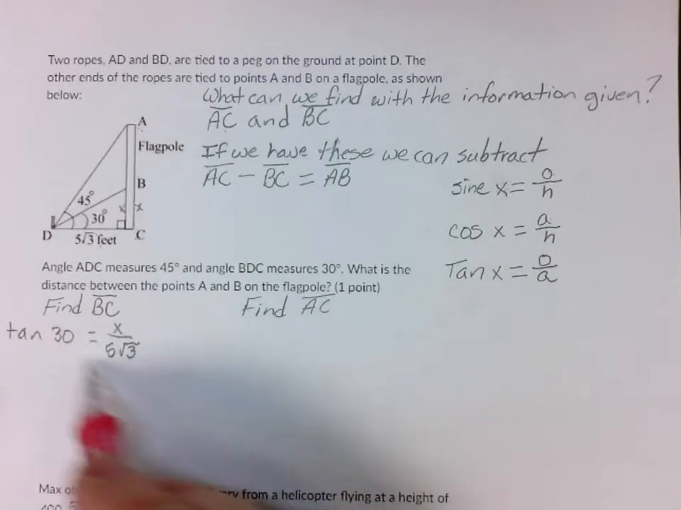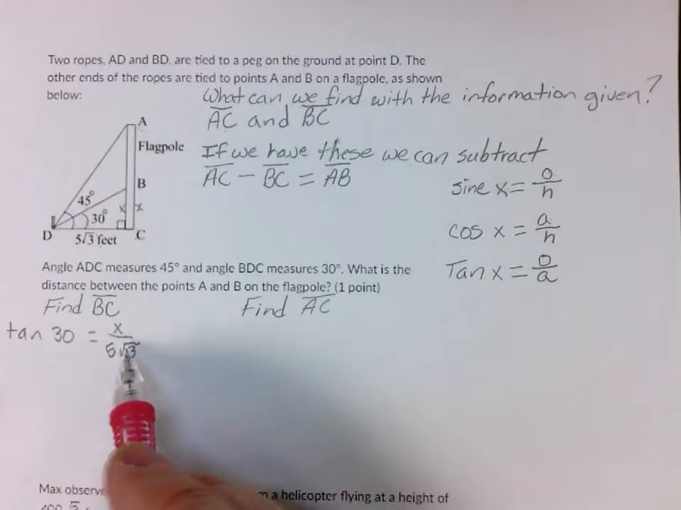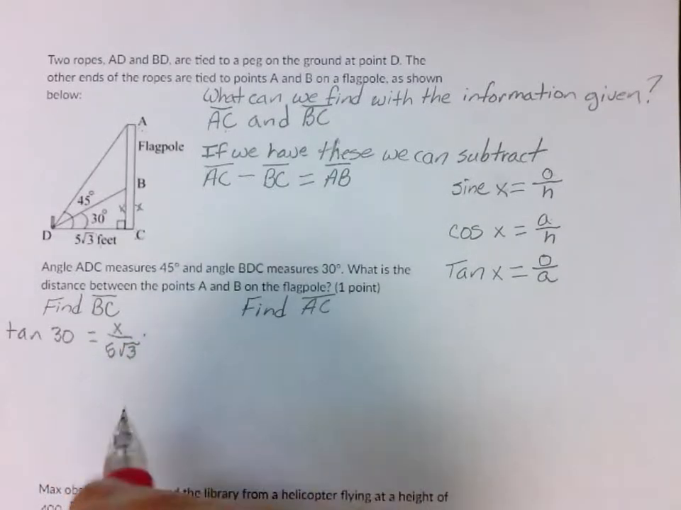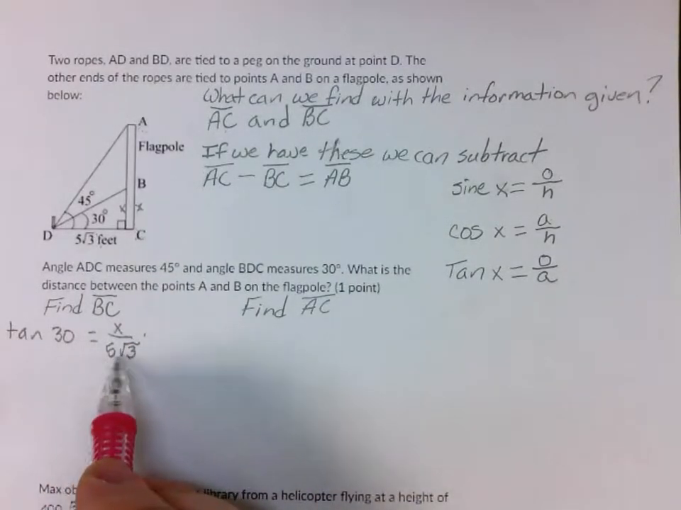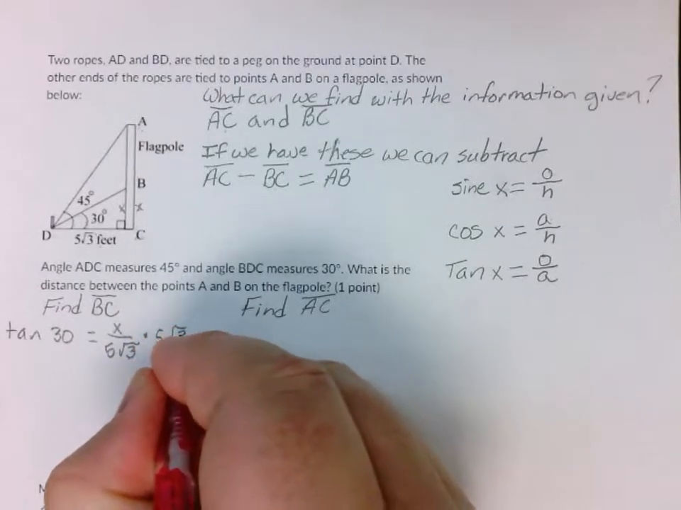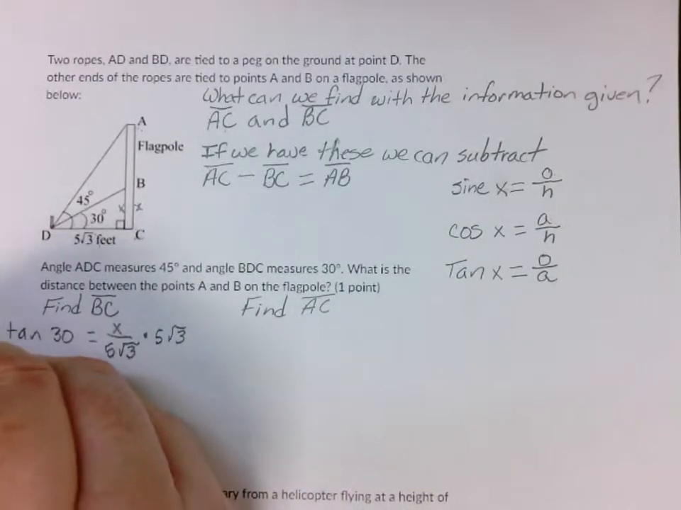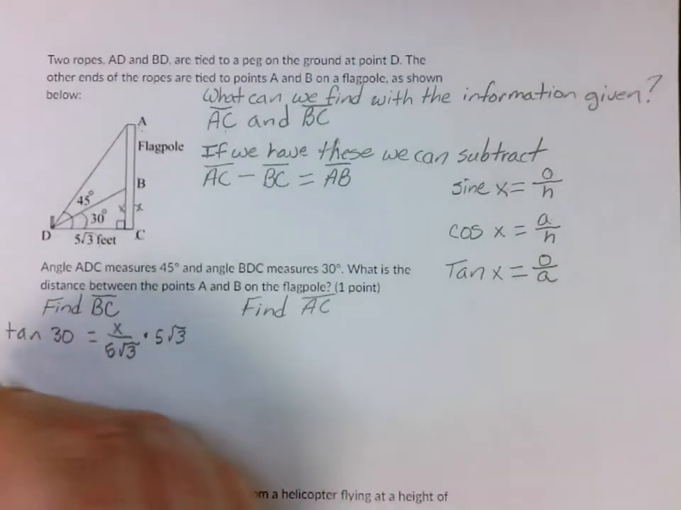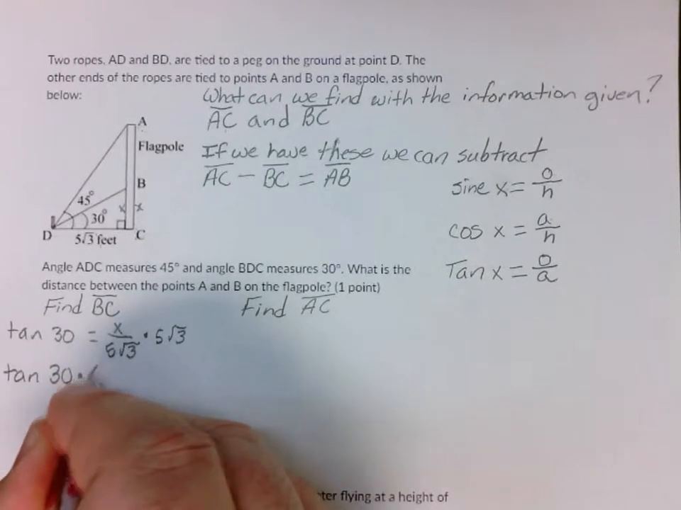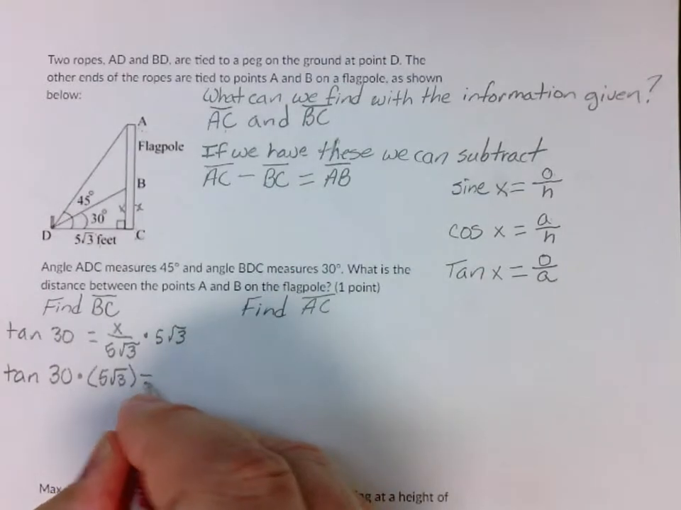Okay, so now we're here. I've got to get X by itself. So what I always say is you go to the side of the X, and then you do the opposite of what it says. It says X divided by 5 square roots of 3, so I'm going to multiply, because that's the opposite, by 5 square roots of 3. And what you do to one side, you always have to do to the other side. So I'm going to rewrite this: tangent 30 times 5 square roots of 3. Now you go to your calculator, because that's going to equal X.